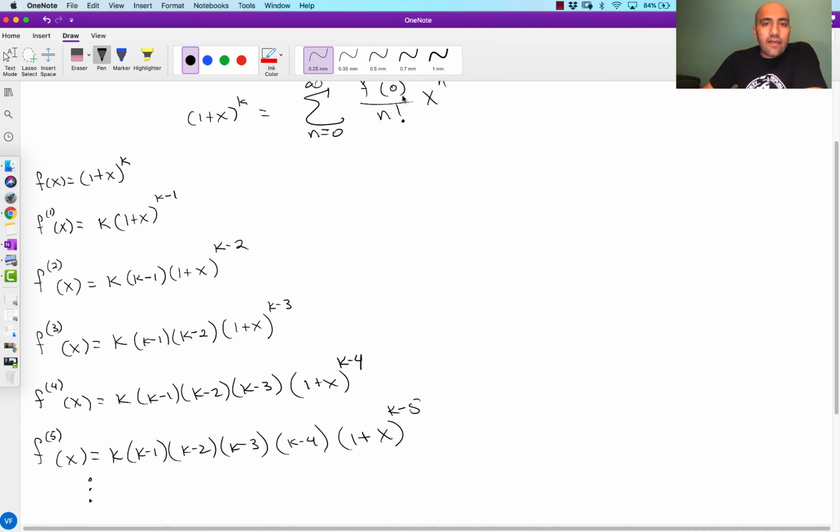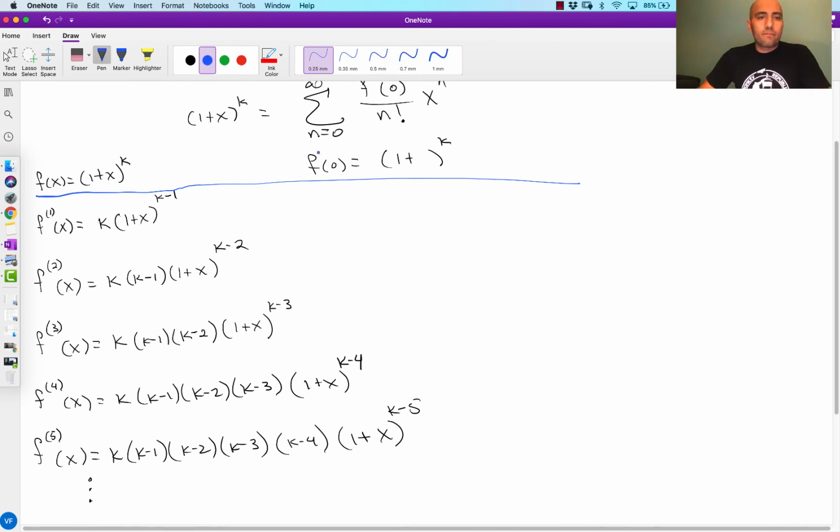And then for each one of these, we want to evaluate at 0. So f of 0, that first one is going to be equal to 1 plus 0 to the power of k. Well, that's just going to be 1 to the power of k. 1 raised to any number is just going to be 1.